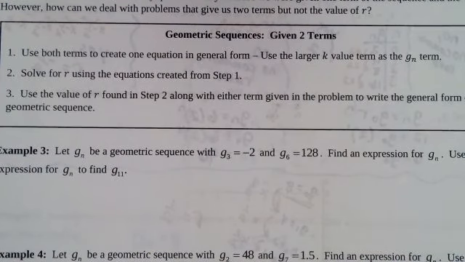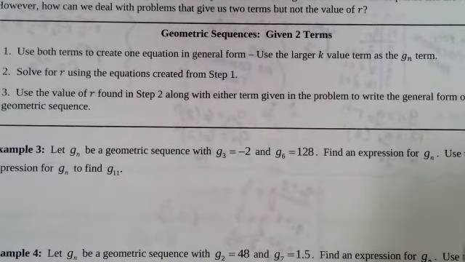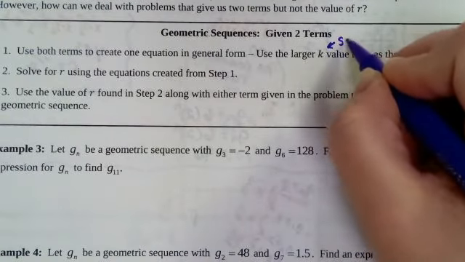Okay, so the easiest way to know, they said use both terms to create one equation in general form. Use the larger k value term as the g sub n term. What they're meaning is use the larger subscript.